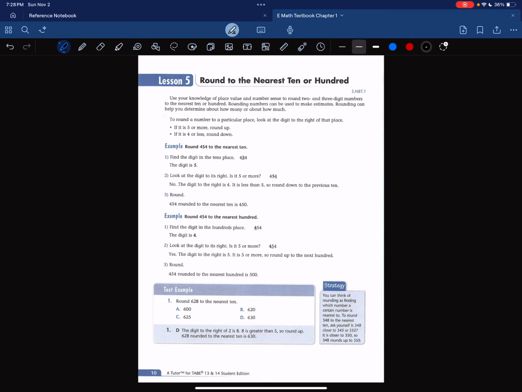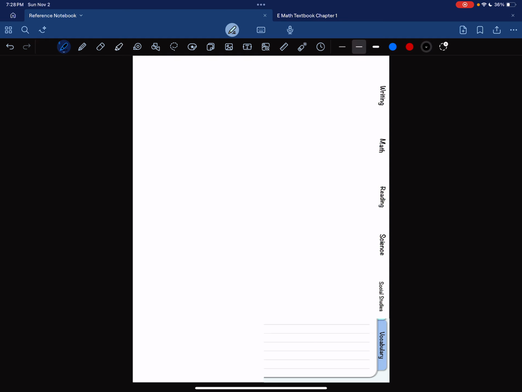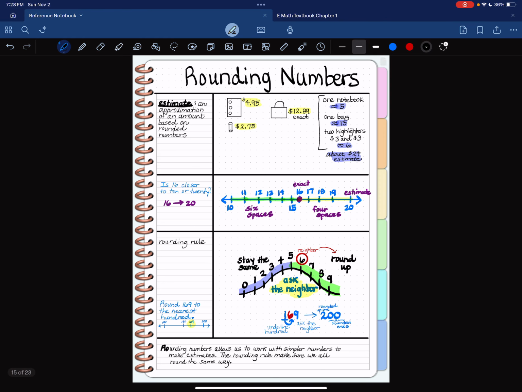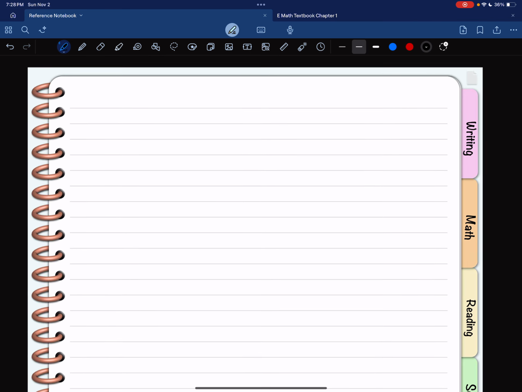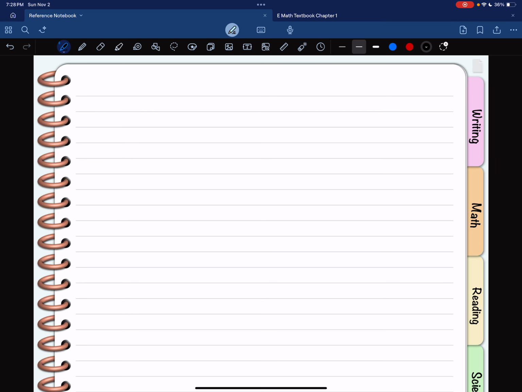In this video, we're going to be practicing our rounding. And this is going to be page 10 of the textbook. And because this is such an important skill, I'm going to go back to my notes. This is the page of notes that we made. And I'm going to turn the page. And we're going to use this as a sheet to practice some rounding.